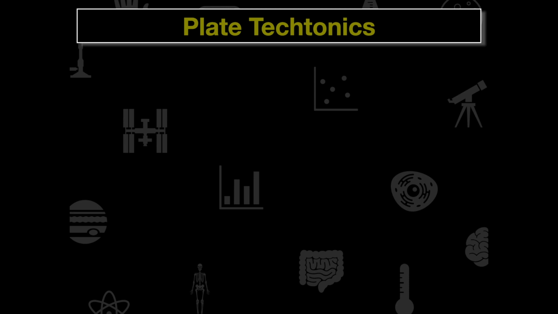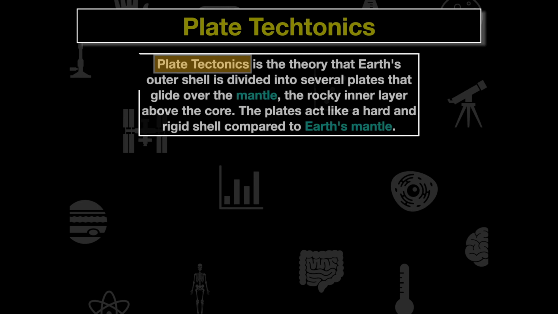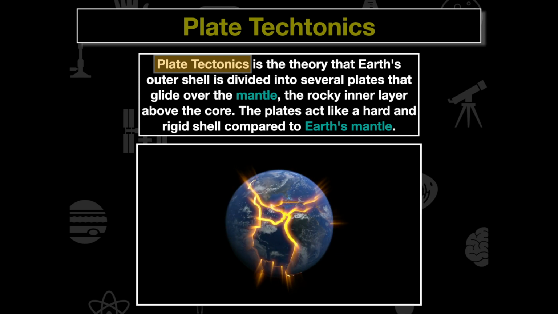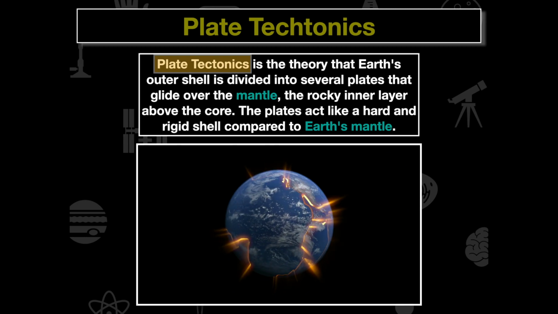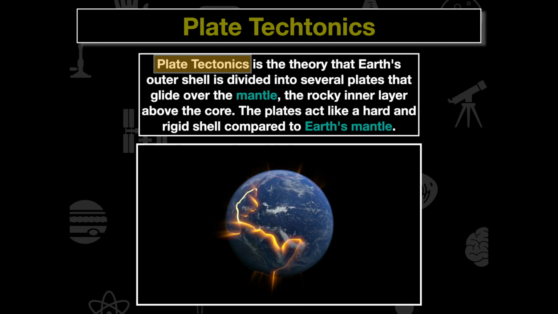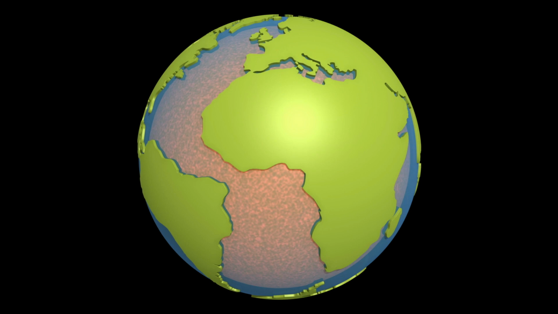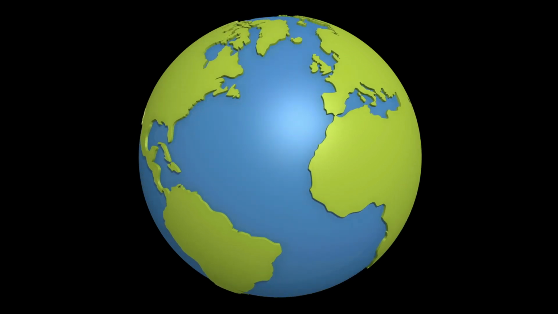So now that we've looked at the layers of the Earth, what exactly are plate tectonics? Plate tectonics is a theory that the Earth's outer shell is divided into several plates, and they glide over the liquidy mantle and the rocky inner layer above the core. The plates act like a hard and rigid shell compared to the Earth's mantle. In the diagrams, we can see all these different plates moving and shuffling around because they're floating on top of the mantle. Over time, we started with the large landmass of Pangaea, and as the plates moved, we get the current continents that we see today.